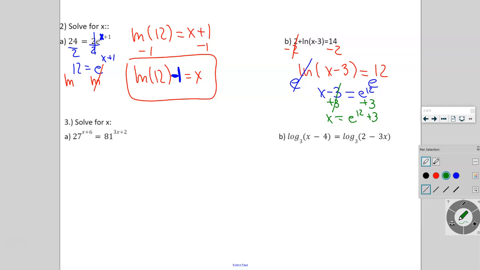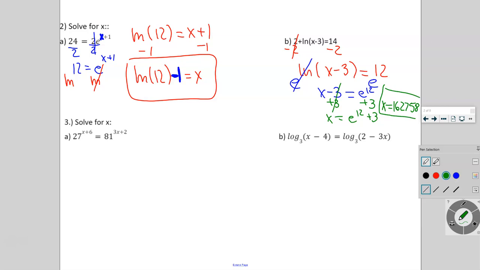Now you can put it all in a calculator, and you should get x equals 162758. Okay? And that is your final answer.